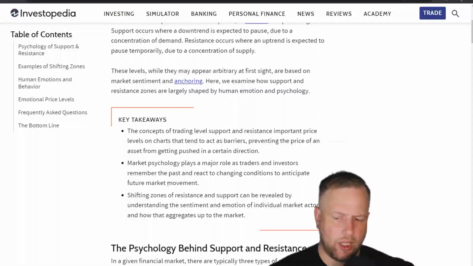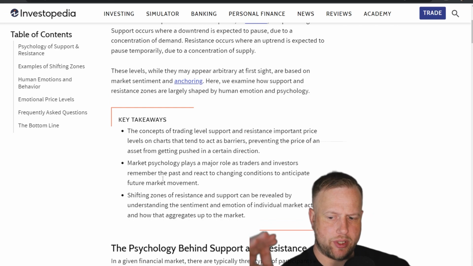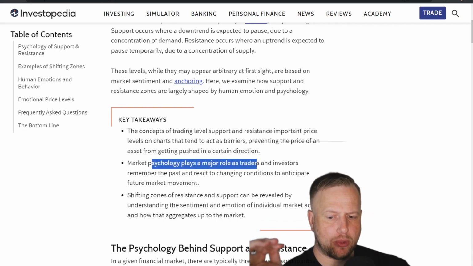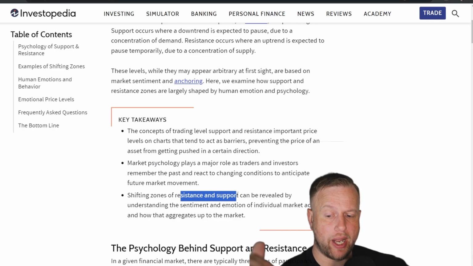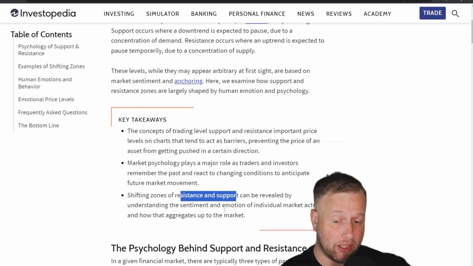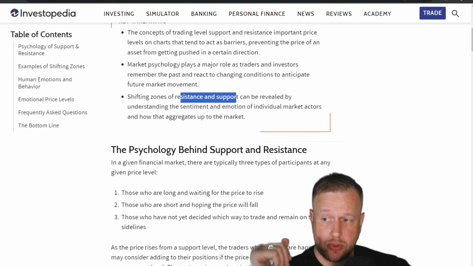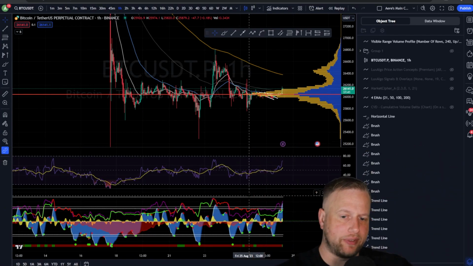Pretty cool. Stay organized. And remember, with the psychological support and resistance levels, market psychology plays a major role as traders and investors remember the past and react to changing conditions to anticipate future market movement. Shifting zones of resistance and support, we just talked about this, can be revealed by understanding the sentiment and emotion of individual market actors and how that aggregates up to the market. So this is psychological. That's why you gotta have all this stuff factored in.